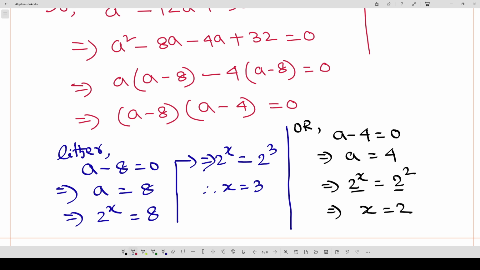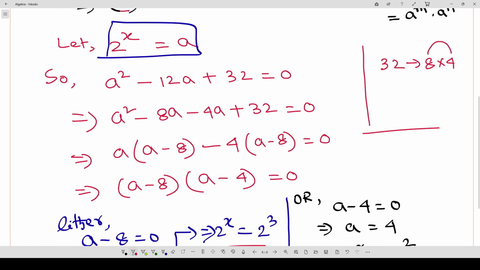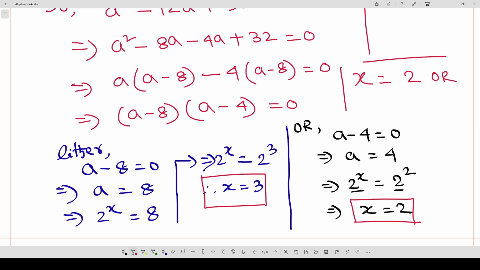So here we get 2 answers, it means x equals 3 and x equals 2. So this is our answer. So we can say x equals 2 or 3. Okay, this is our answer.